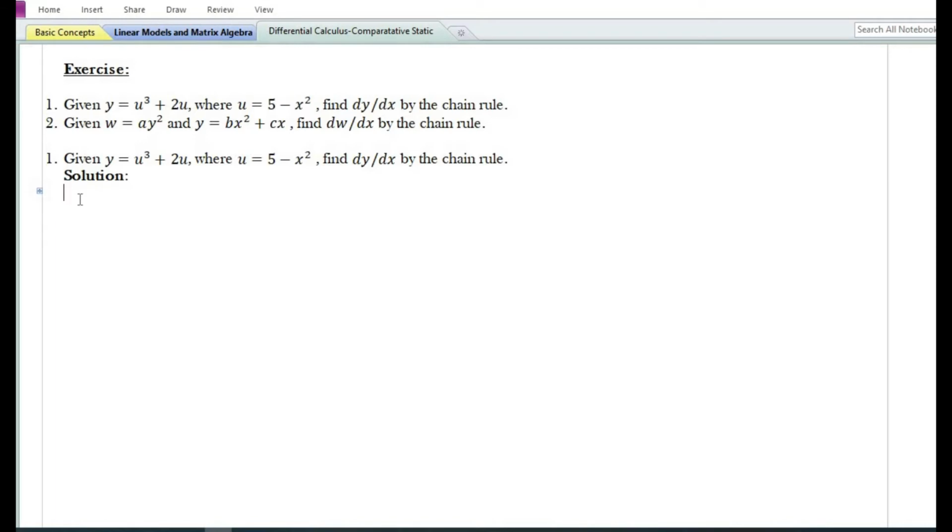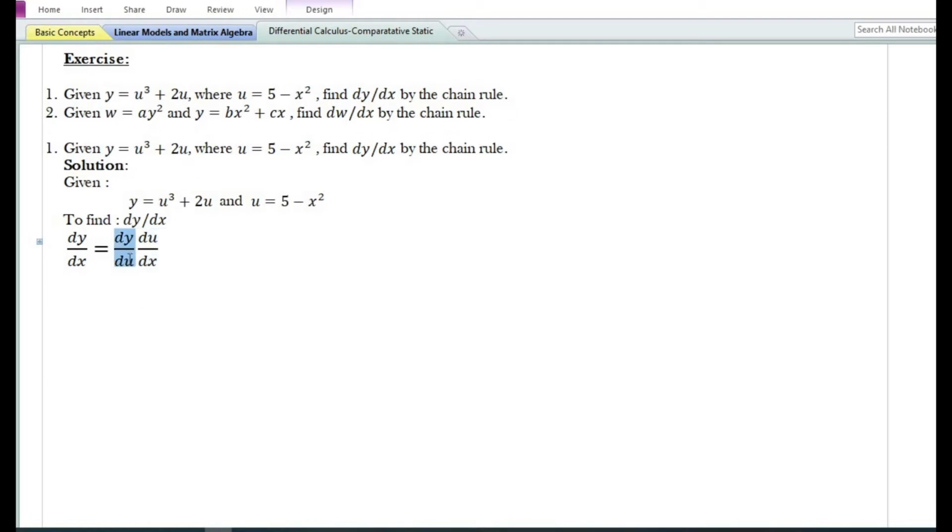Given y equals u cube plus 2u, where u is equal to 5 minus x square, they have asked to find dy by dx, that is the derivative of y with respect to x, by the chain rule. In the solution, we will write down: given y equals u cube plus 2u and u equals 5 minus x square. We need to find the derivative of y with respect to x. Using the chain rule, the derivative of y with respect to x is equal to the derivative of y with respect to u times the derivative of u with respect to x.